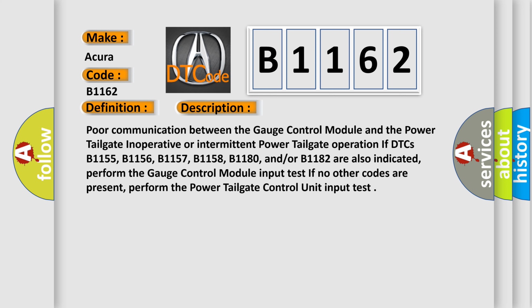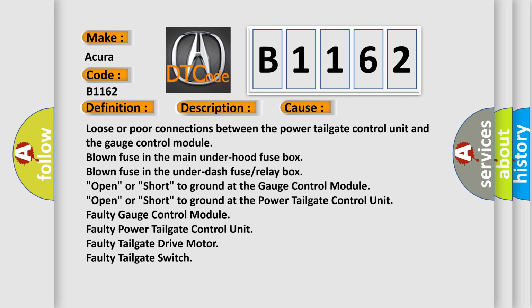Poor communication between the gauge control module and the power tailgate, inoperative or intermittent power tailgate operation if DTCs B1155, B1156, B1157, B1158, B1180, and/or B1182 are also indicated. Perform the gauge control module input test. If no other codes are present, perform the power tailgate control unit input test.